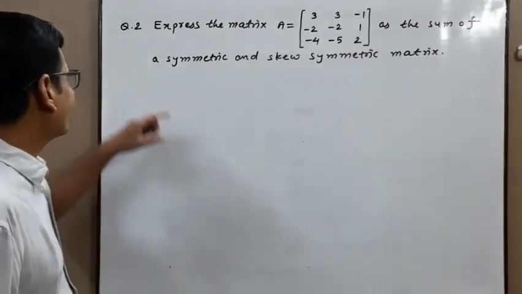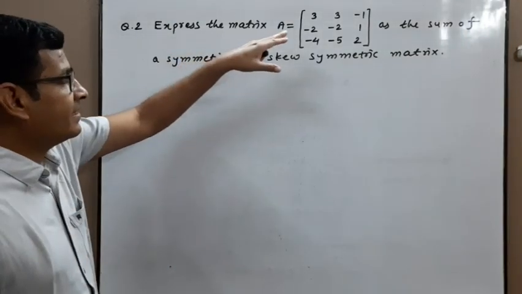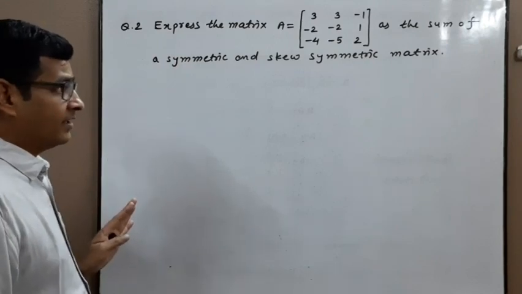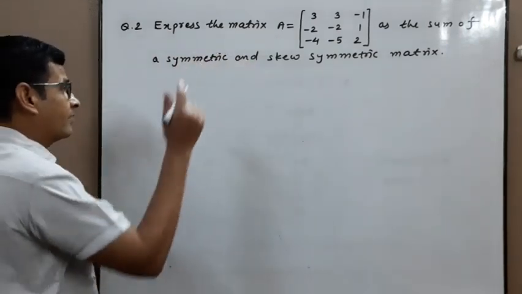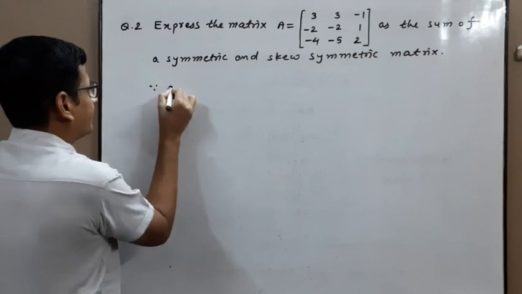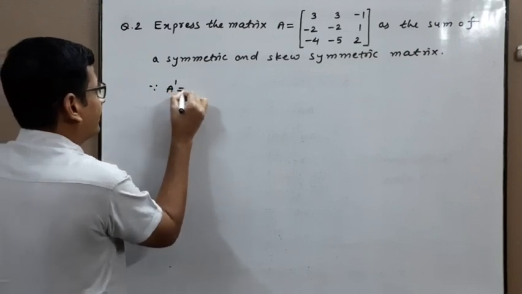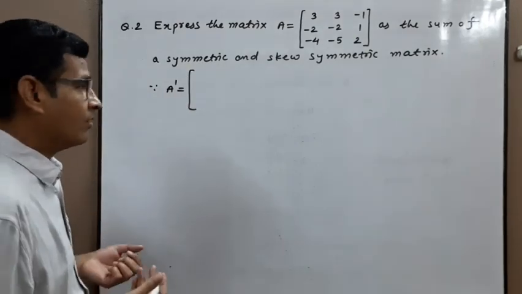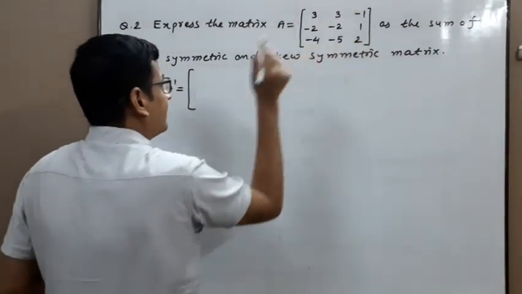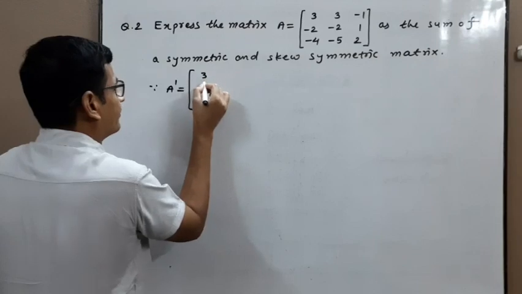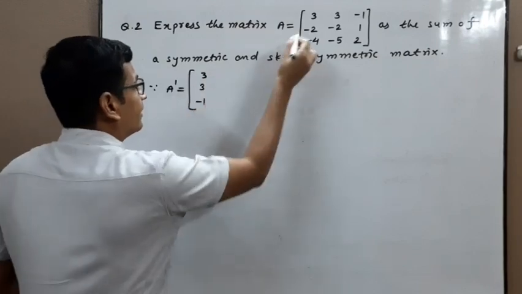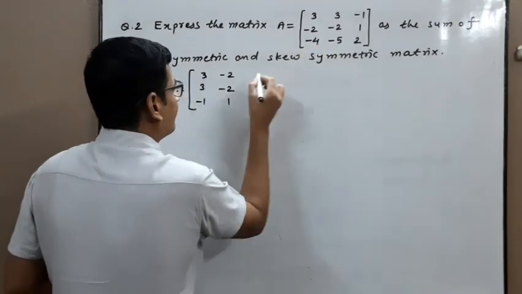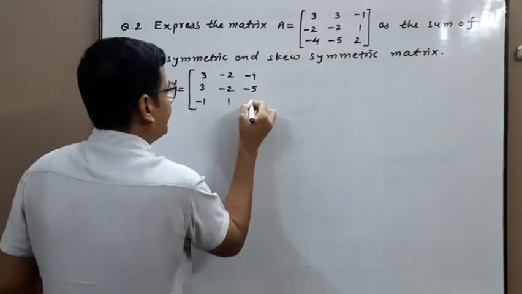Next problem. Express the matrix A as the sum of a symmetric and a skew symmetric matrix. First, find A', the transpose of matrix A. To obtain the transpose of matrix A, we just interchange rows and columns. Row 1 becomes column 1: 3, 3, minus 1; minus 2, minus 2, 1; minus 4, minus 5, 2.